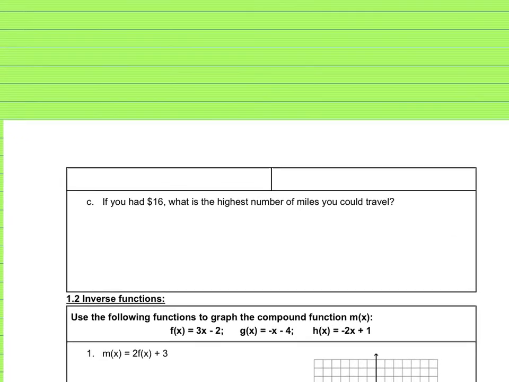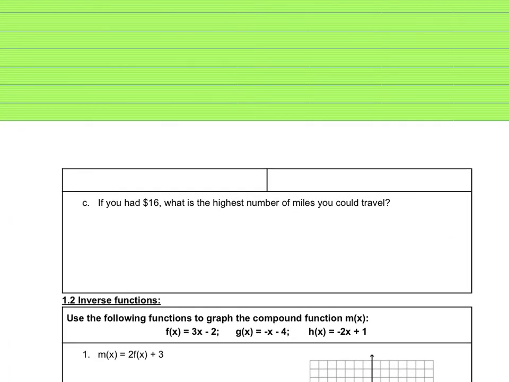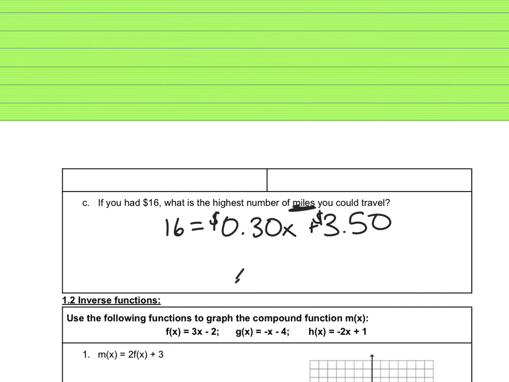Last part here is just the letter C. If you had $16, what's the highest number of miles that you could travel? Think about how we could use that function if we just know how much money we have. So what we can actually do is if we know we have $16 and we know we're solving for miles, we can just plug in 16 for that c of x and then do 0.3x plus 3.5, or 350, sorry, and solve for x. Okay, so subtract that 350 over, divide by 0.3, you'll end up with x equaling about 41.6 miles.